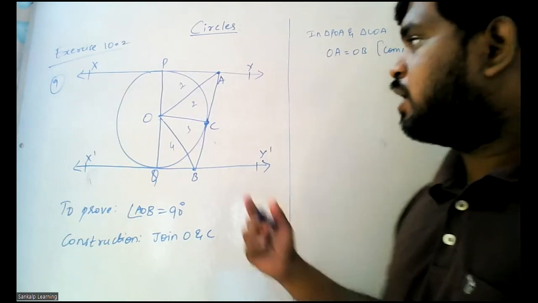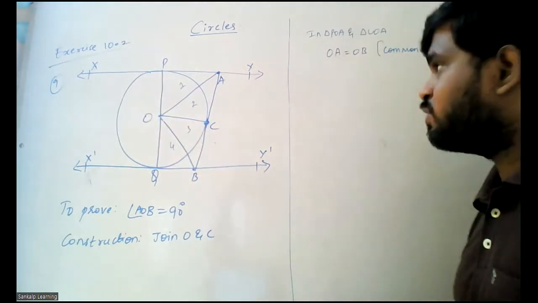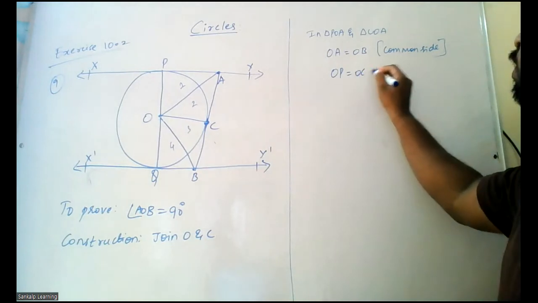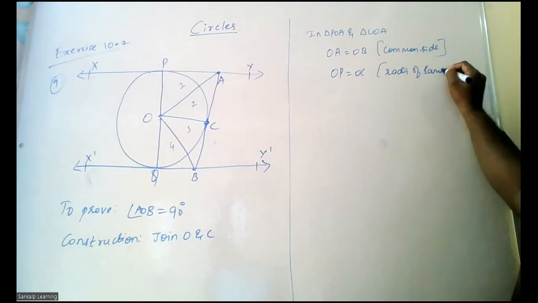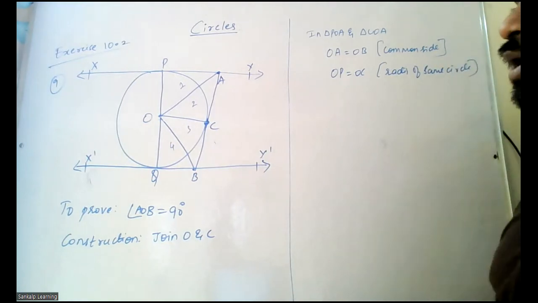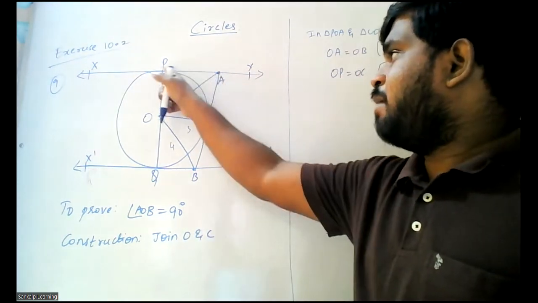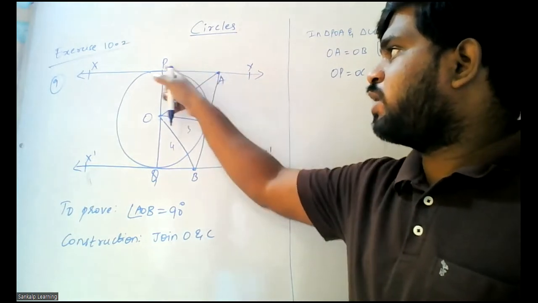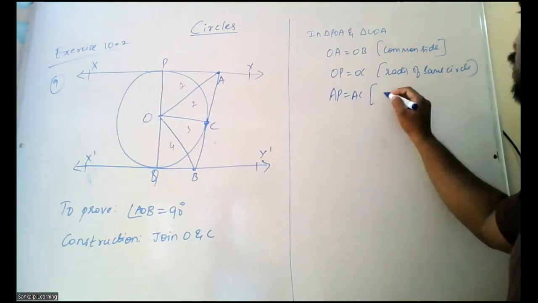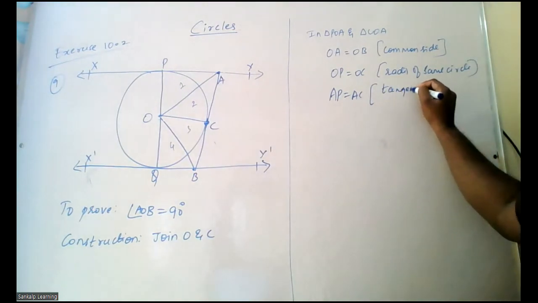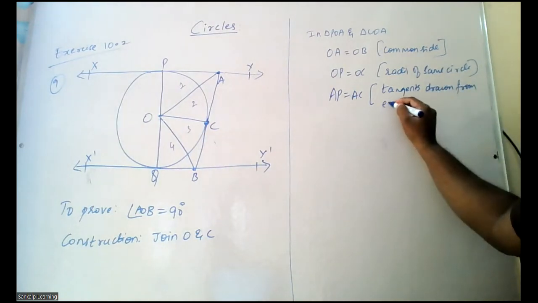Therefore, again, OP and OC. OP is also a radius, OC is also a radius. Radii of the same circle. OP equals OC, radii of the same circle. The other one, since we have already proved the theorem, we'll take this. AP equals AC. A is a point outside. From that, you can draw 2 tangents. AP equals AC. Tangents drawn from an external point are equal. Tangents drawn from where? External point.